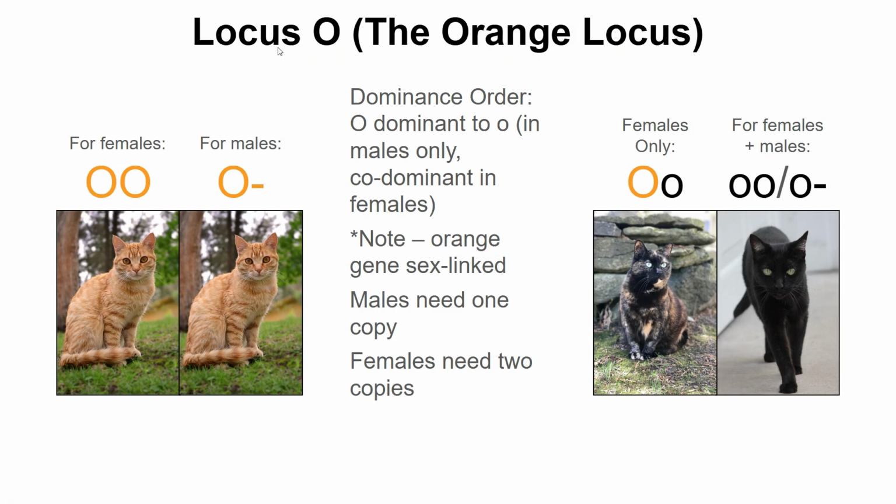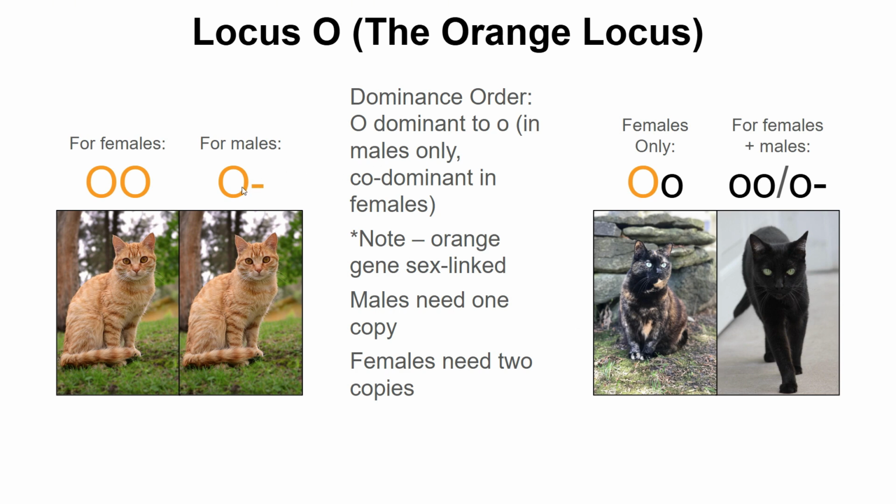So in cats, locus O, or the orange locus, is dominant. However, it is also a sex-linked gene. This means that the orange gene is linked to the X chromosome, and in mammals, males have XY and females have XX. So males need one copy, and females need two copies to be orange, because if females only get one, then the other X doesn't have a copy of the orange gene, meaning they will become a tortoiseshell instead.